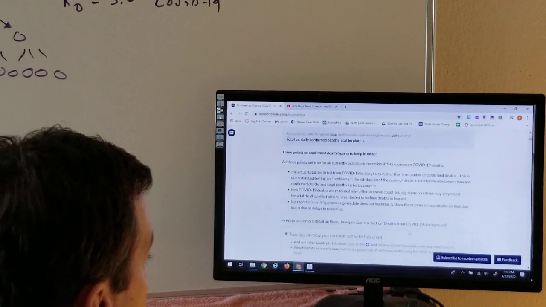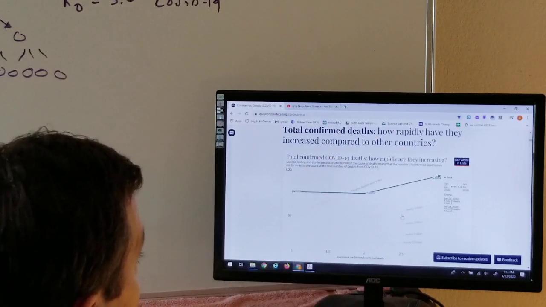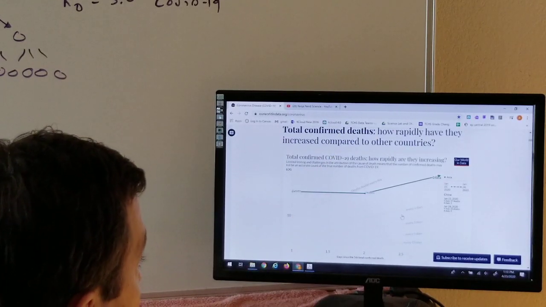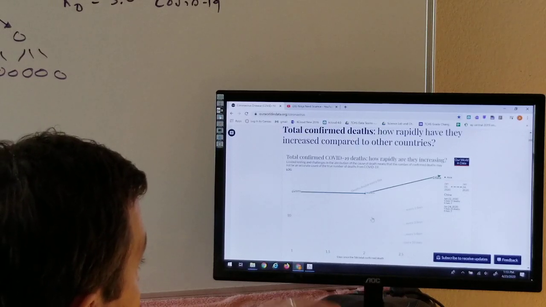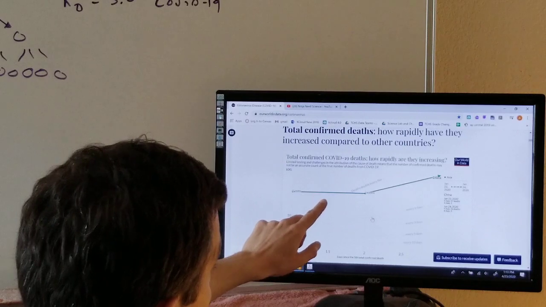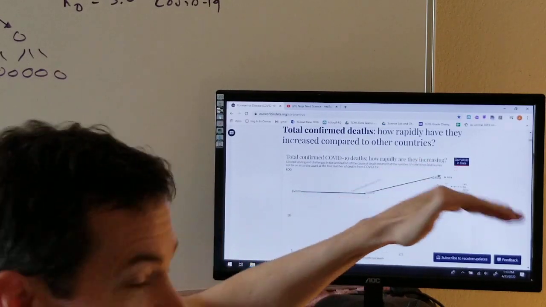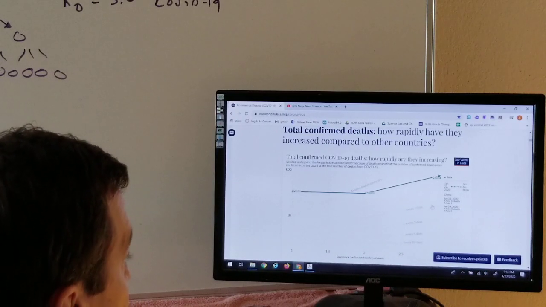Okay, next set of pictures I wanted to show you. Total confirmed deaths. How rapidly have they increased compared to other countries? So this is how often deaths double. If deaths double every day, then you're going to be on this lane. If it's every 2 days, 3 days, 5 days, 10 days, it's going to kind of go down like this.